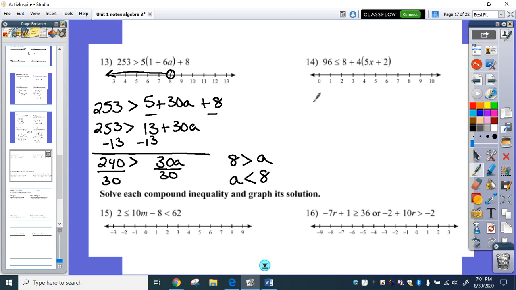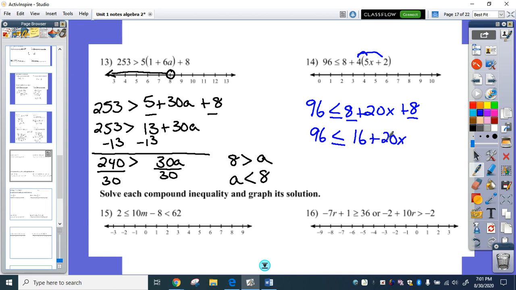All right, so number 14, we will bring down the 96 is less than or equal to 8 plus, let's distribute the 4. 4 times 5x would get me 20x. 4 times 2 would get me 8. Combine like terms. So we have 96 is less than or equal to 16 plus 20x. Subtract the 16.